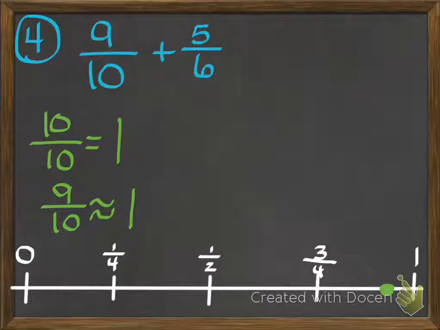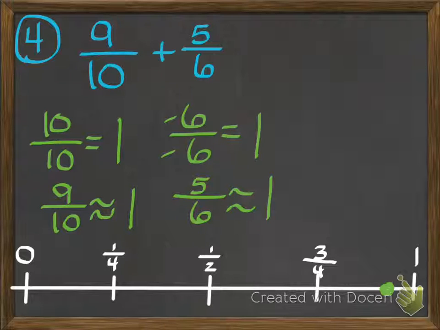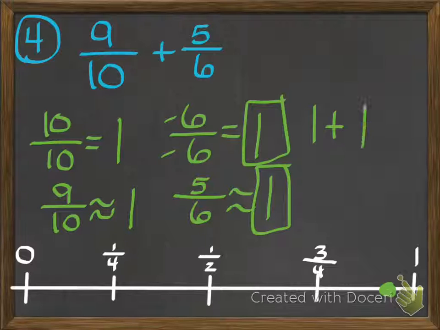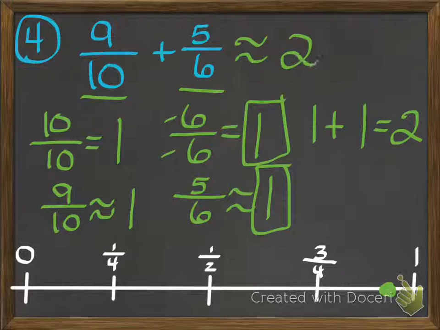Okay? And 5/6 is very close to 6/6. If the number on the top and the number on the bottom is the same, the numerator is the same as the denominator, then that equals 1. So 5/6 is just a little bit less, so 5/6 is close to 1. Okay, so it is also here on the number line just a little bit less than 1. So now I'm going to take my new numbers and add them together. And of course 1 plus 1 equals 2. So as I write my answer to my fraction up here, 9/10 plus 5/6 is about equal to 2.